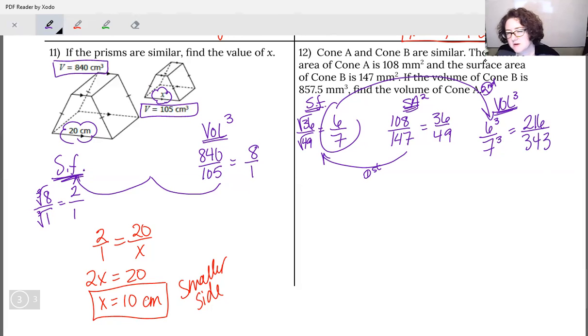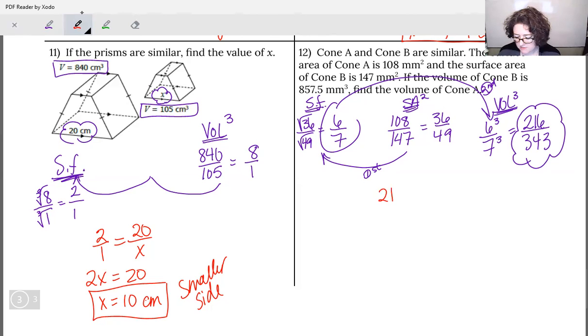Okay, always a good thing to go back, double check your problem, make sure you understand what it's asking. So cone A and cone B are similar. Okay. The surface area of cone A is 108. Surface area of cone B is 147. We dealt with that. If the volume of cone B is 857.5 millimeters cubed, find the volume of cone A. And since they're asking us to solve for a volume, we need the volume relationship. That's what we're going to use now to write a proportion.